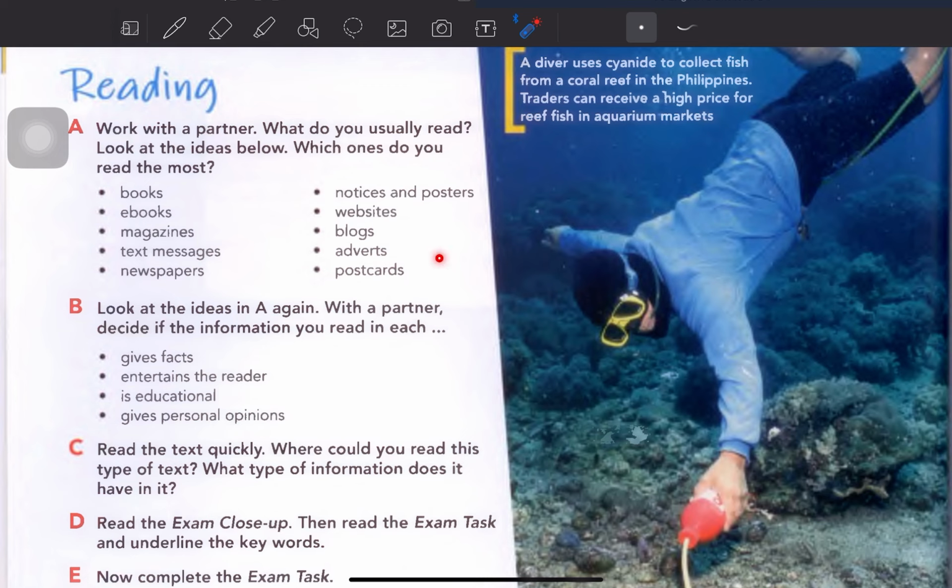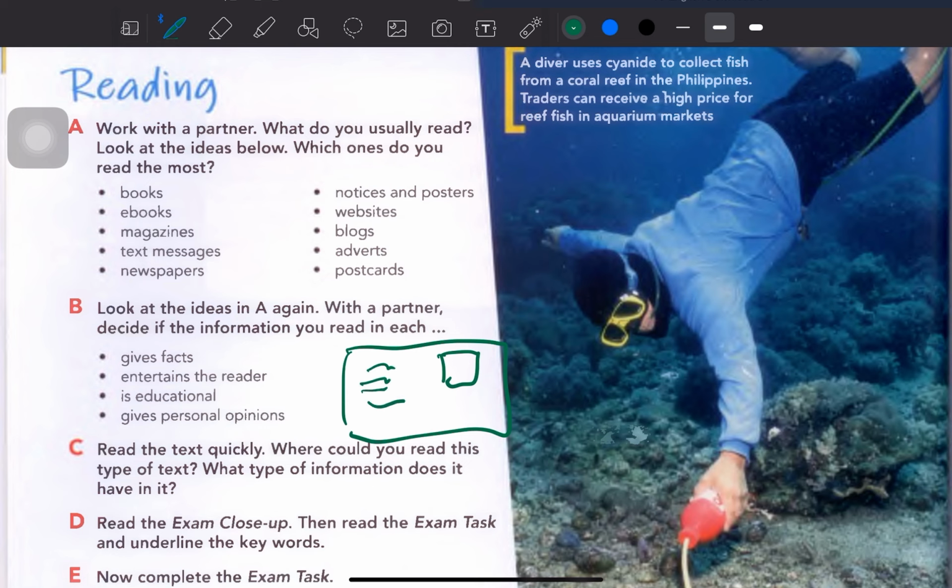Postcard. What is postcard? If you do not know, a postcard is like one card and you have a stamp here and you have the address here and you have the messages here. Have you tried using a postcard before?